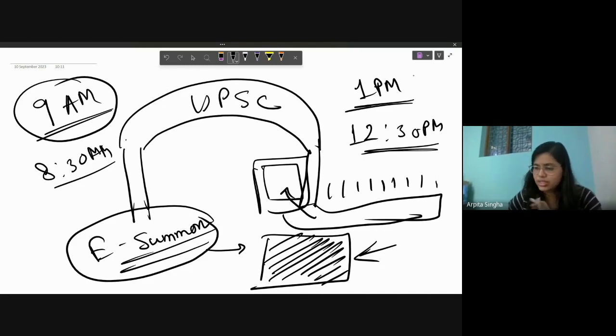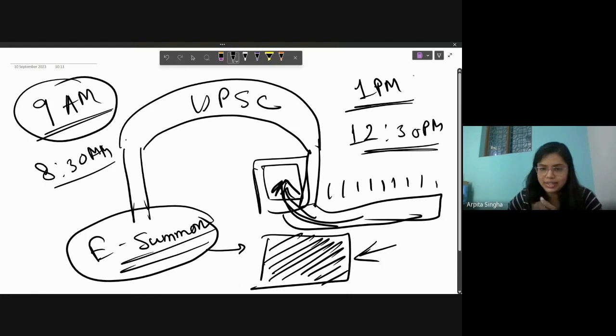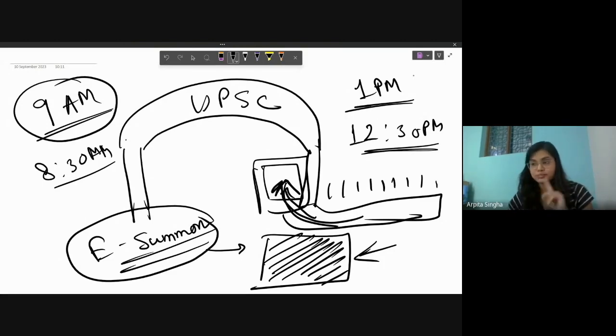The e-summon is released on the UPSC website just before the interview; you have to download it and take a printout. Take at least 2 printouts minimum. And they will check the e-summon and your ID card, Aadhaar card or something, whatever you've given, and ask you to enter the gate. Okay, so this is how the process starts before the interview.